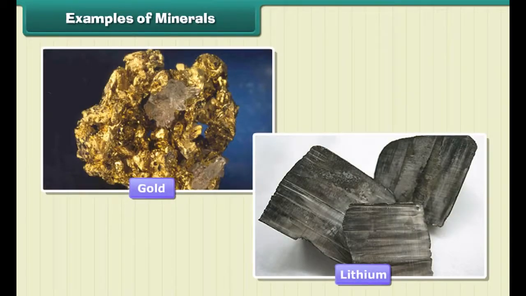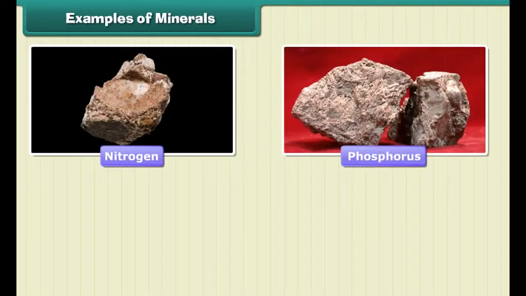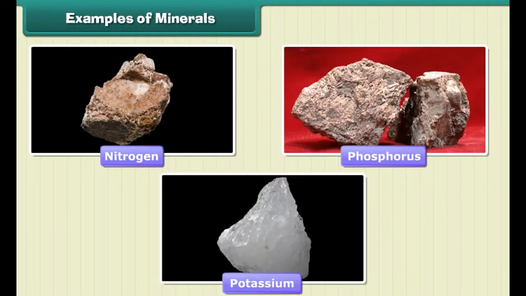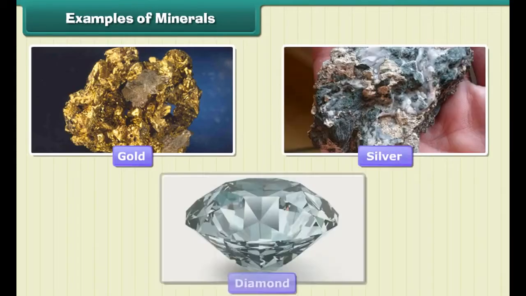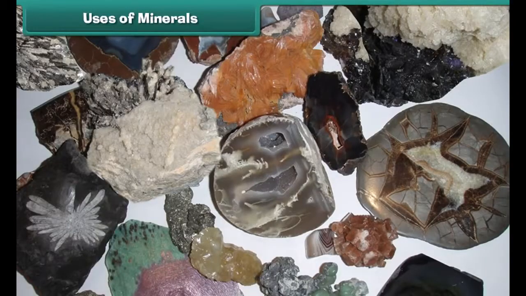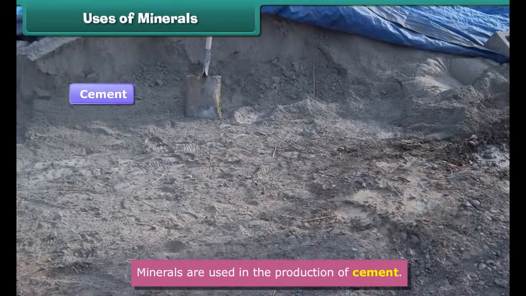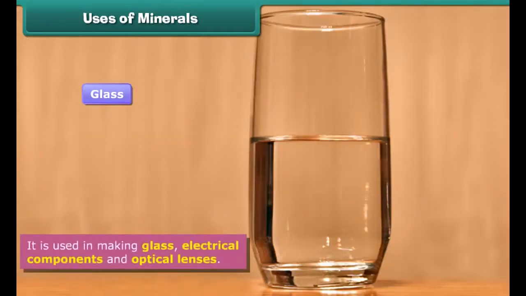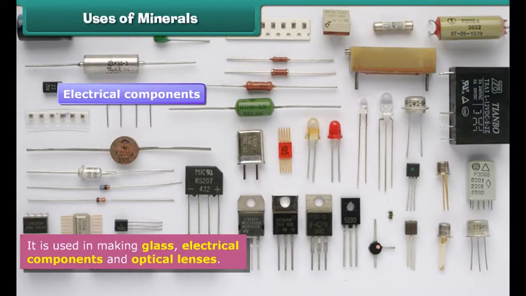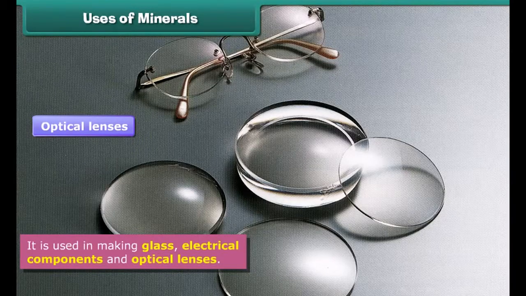Some minerals are used as fuels, for example, coal, natural gas, and petroleum. Some are used in industries like iron, copper, aluminium, platinum, etc. Minerals like gold, lithium are used in medicines. Nitrogen, phosphorus, and potassium are used in fertilizers. Gold, silver, diamond are used in jewelry.